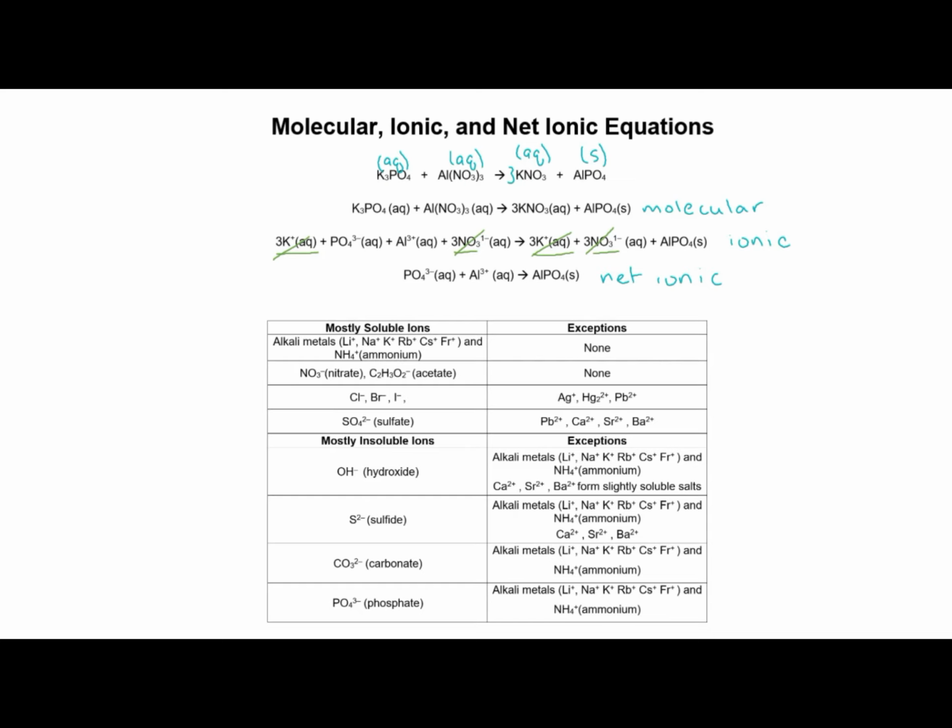What a net ionic equation shows is the reaction that is really going on. So these potassium ions here from my ionic equation, they're just hanging out in solution. They are not participating in the chemical reaction at all, which is why we pull them out of the net ionic equation. Let's do another equation.